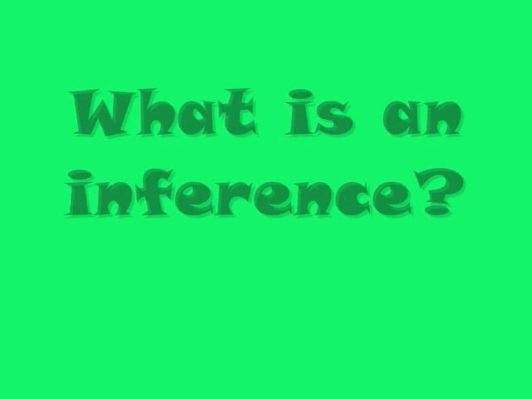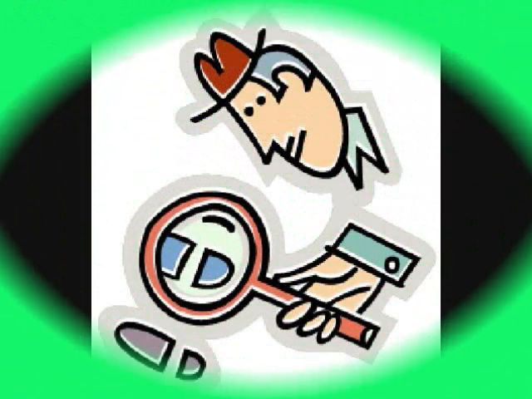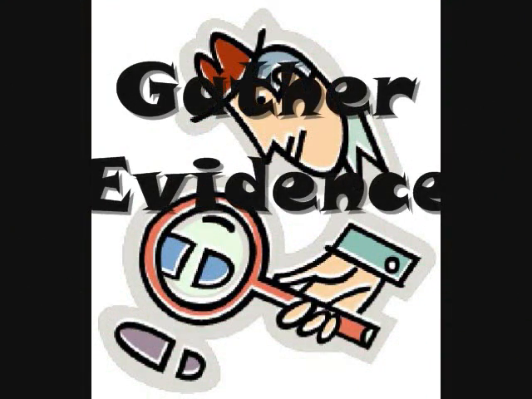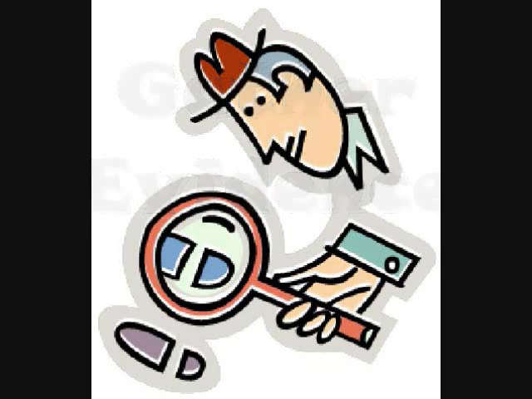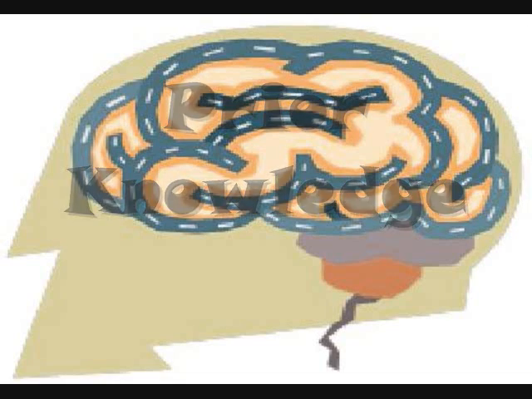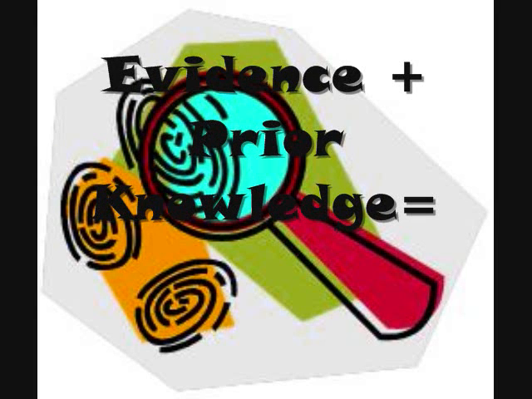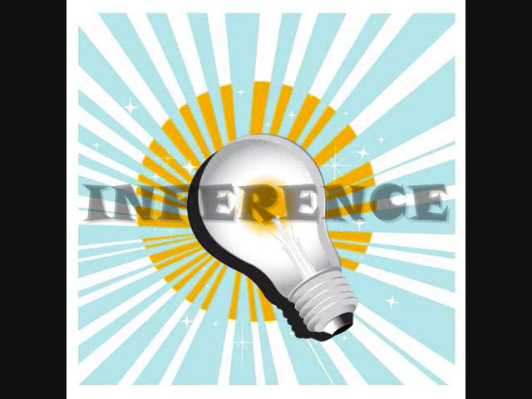You did an outstanding job with those inferences. Let's recap. An inference is having an understanding about what is happening now. To make an inference, you first gather evidence from the picture or words. Next, you need to think about what you already know that could be useful to the situation. Finally, you put your evidence and your prior knowledge together to make a decision about what is happening right now.